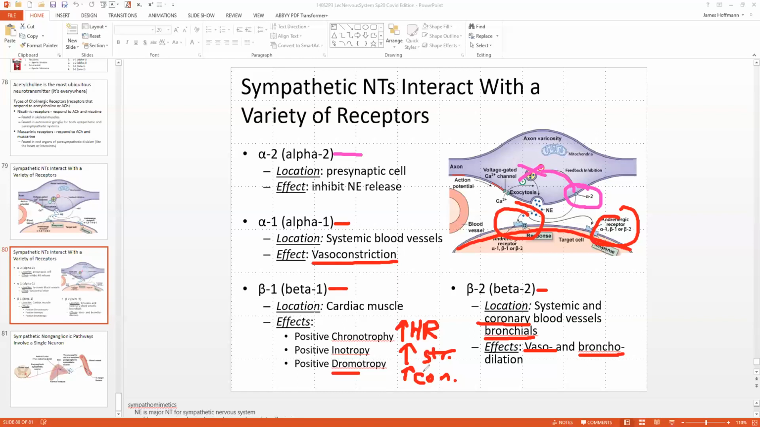And then the beta-2, those are in the coronary blood vessels and the bronchioles, and they cause dilation of those, which increases flow. All right, so that makes sense?